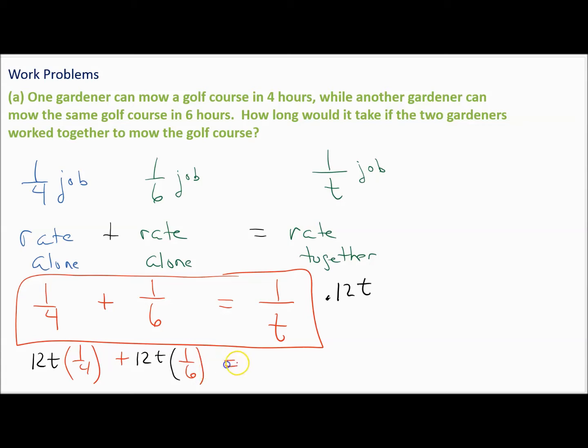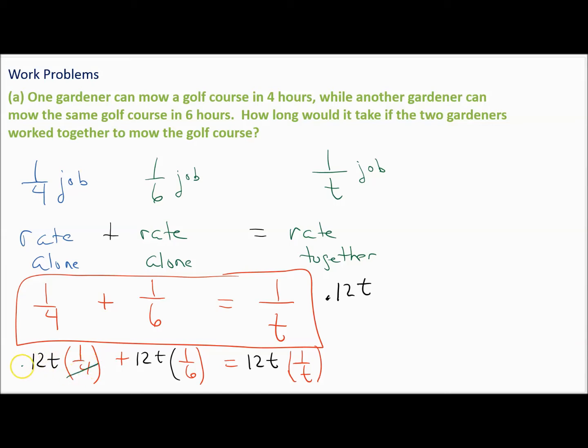Okay, and then equals 12T times 1 over T. Now, if you watch the information about solving rational equations, you already know how to do this, but I'm going over it in detail just in case. The reason we did that is so we can clear fractions.